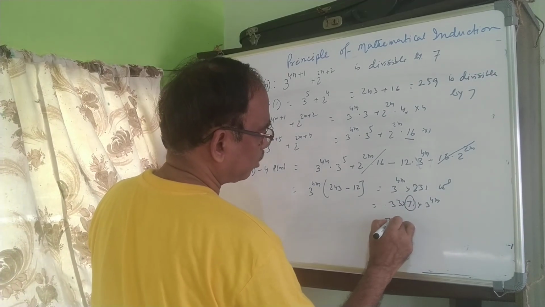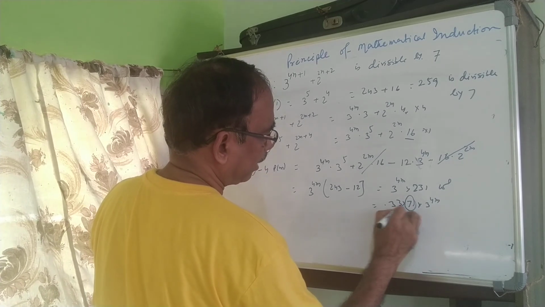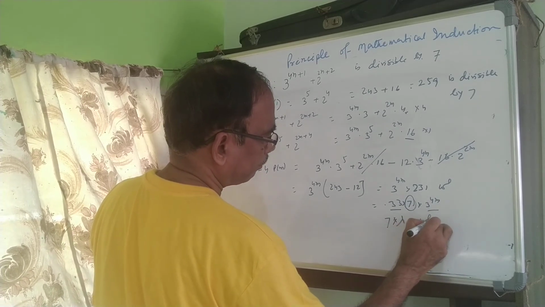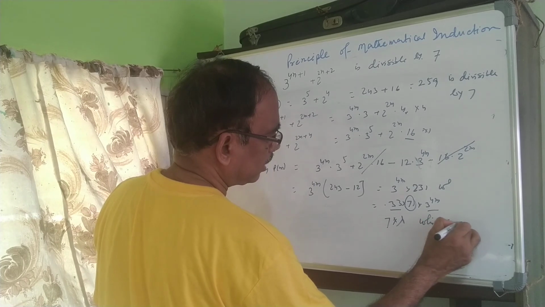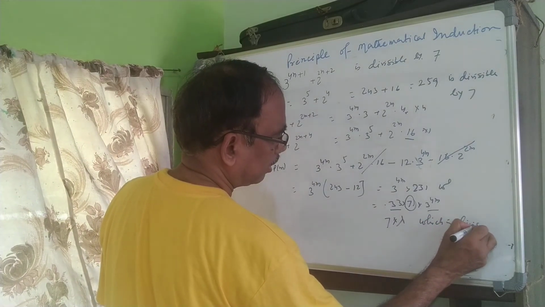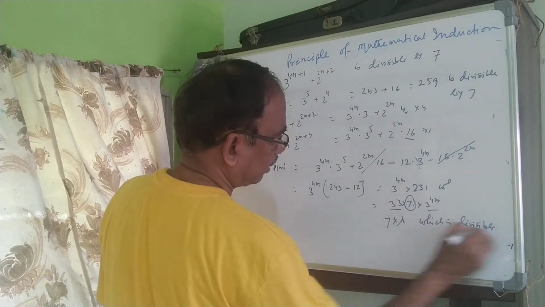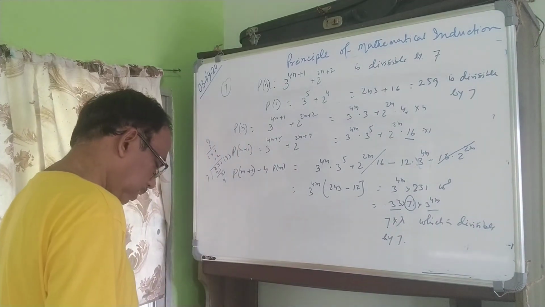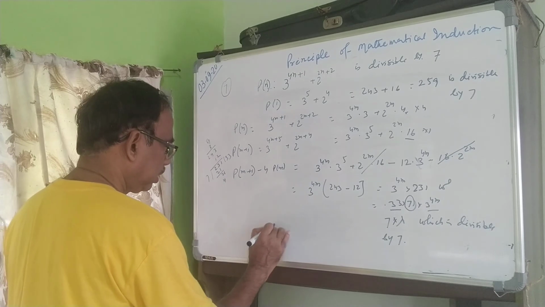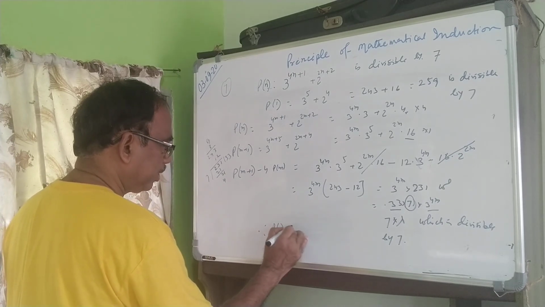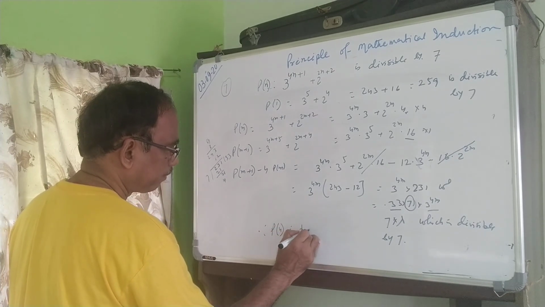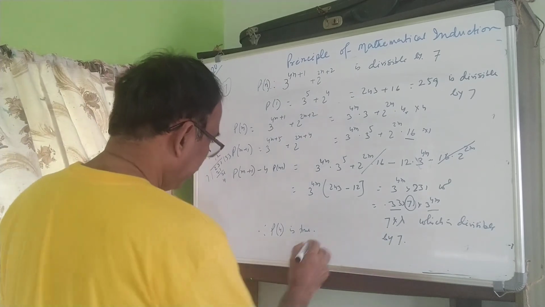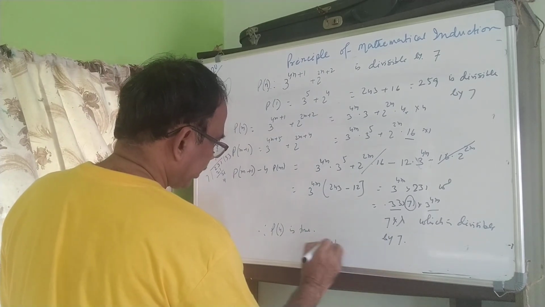That is 7 into lambda. This and this means lambda, which is divisible by 7. Therefore, Pn is true. Therefore, the statement is true for n belonging to any natural number.